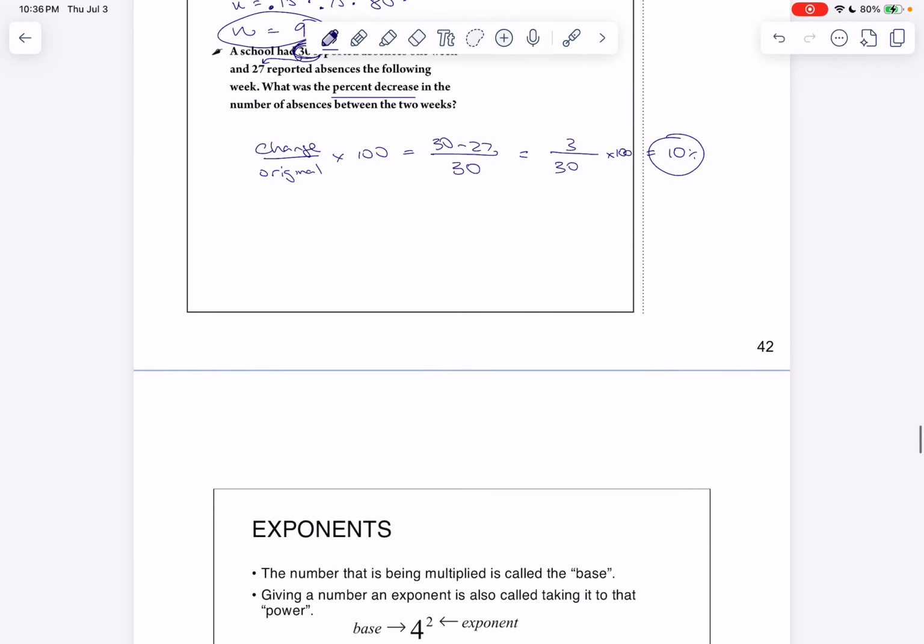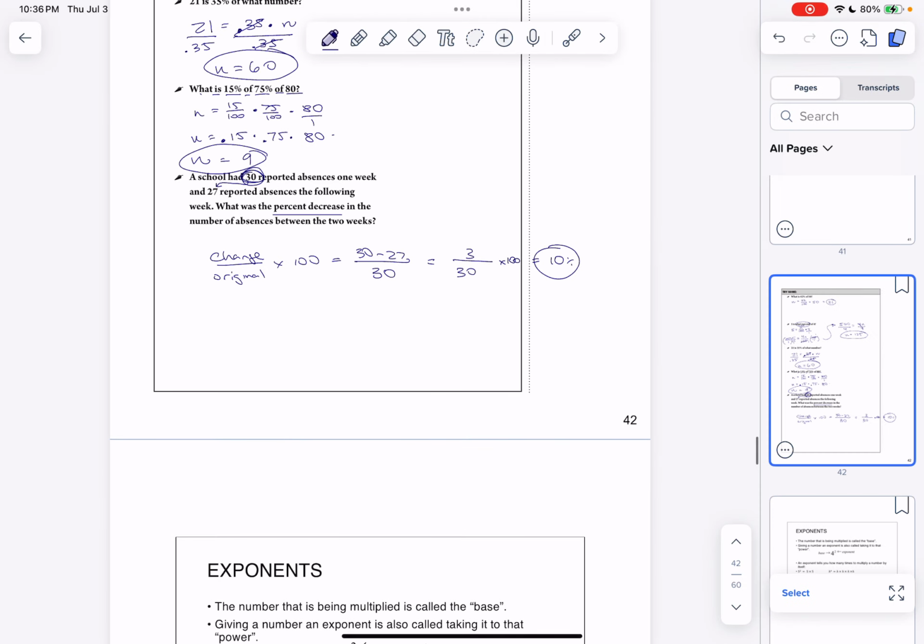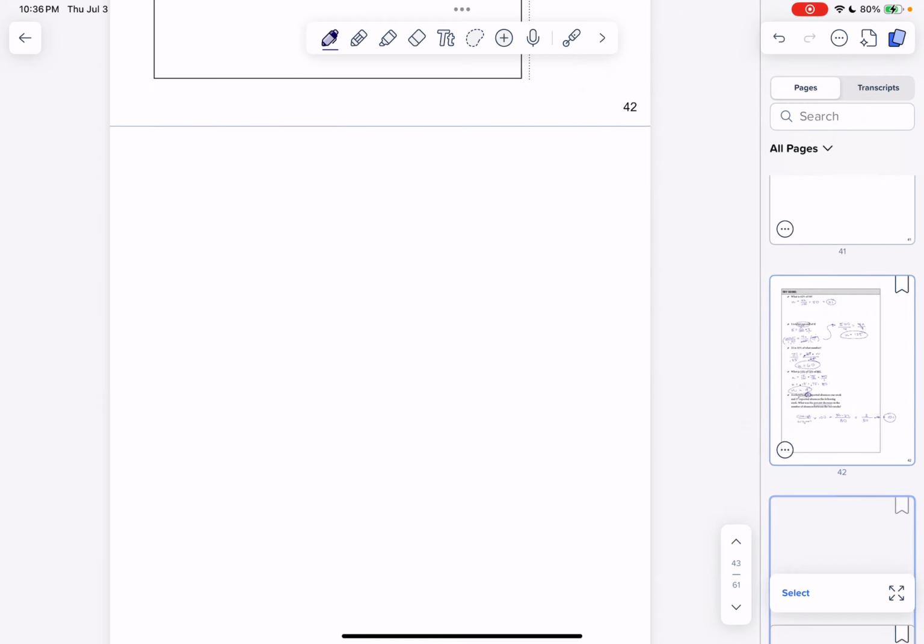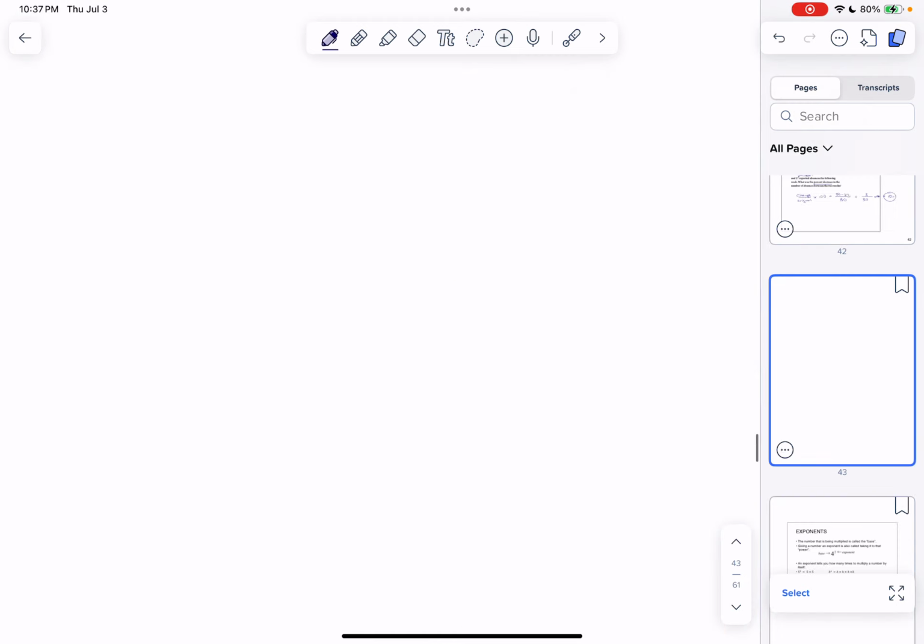Now I want to show you one more thing before we head into exponents. I want to show you one more thing that we can talk about for percents. So maybe the most useful thing I will teach you, how to increase and decrease by a percent to find the total. So let's think about it like this.